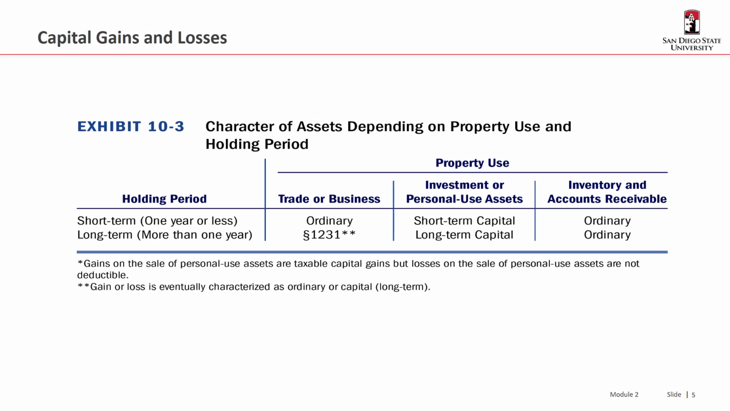So here is a nice chart that kind of shows the breakdown of the different kinds of property and what kind of gains or losses might be generated. And we're going to defer 1231 until a later chapter. But we're largely going to talk about these other things with a focus on investment or personal use assets.